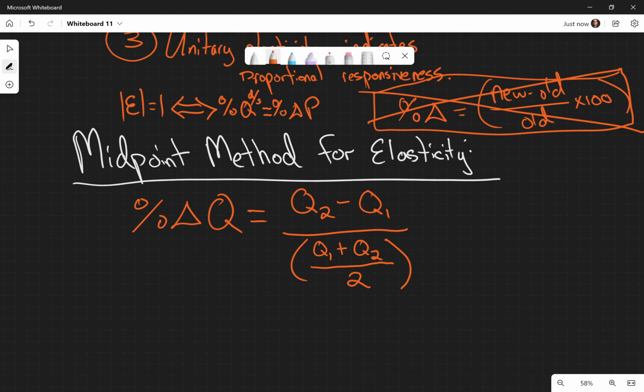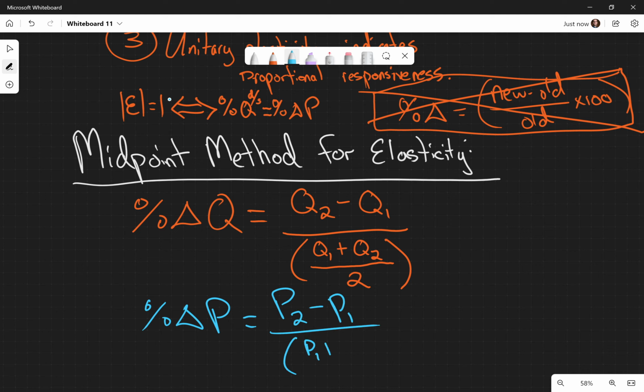Any questions on that, on using the midpoint method? Cool. So, not proportionally, I shouldn't overuse that word, but correspondingly, a percentage change in the price is going to be P2 minus P1 over, you guessed it, P1 plus P2 over 2.